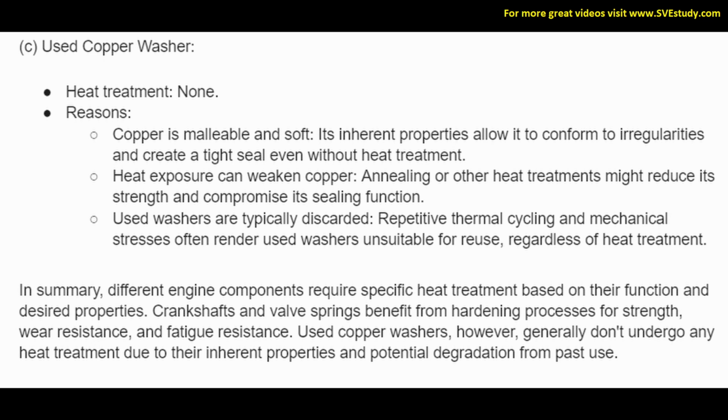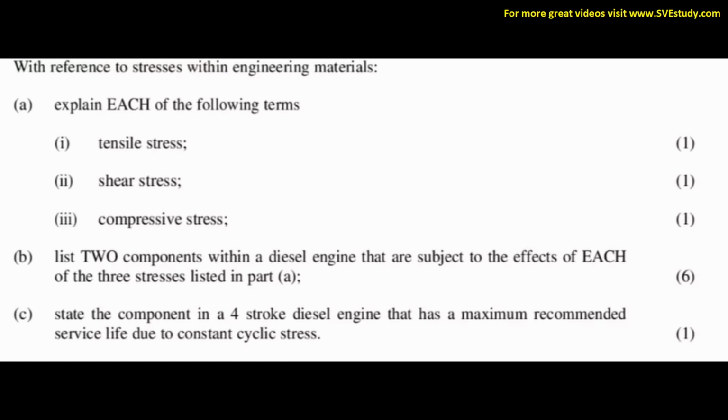Used washers are typically discarded. Repetitive thermal cycling and mechanical stresses often render used washers unsuitable for reuse, regardless of heat treatment. In summary, different engine components require specific heat treatment based on their function and desired properties. Crankshafts and valve springs benefit from hardening processes for strength, wear resistance, and fatigue resistance. Used copper washers, however, generally don't undergo any heat treatment due to their inherent properties and potential degradation from past use.